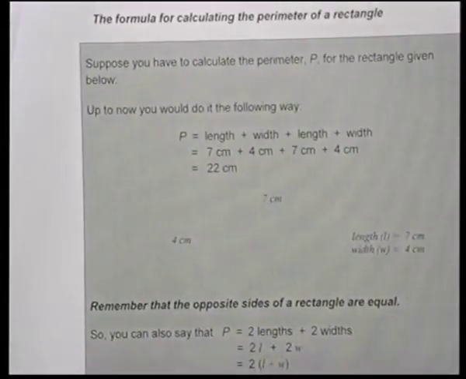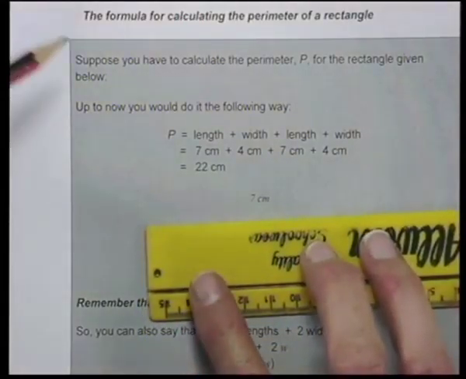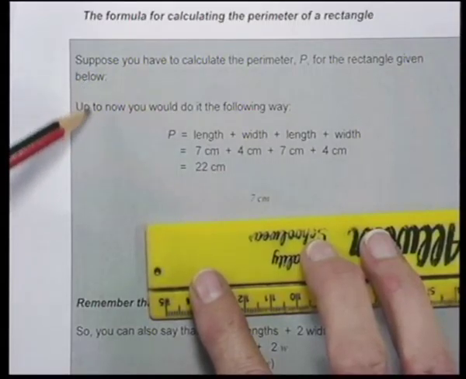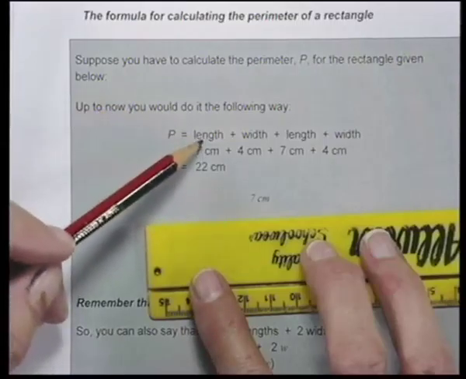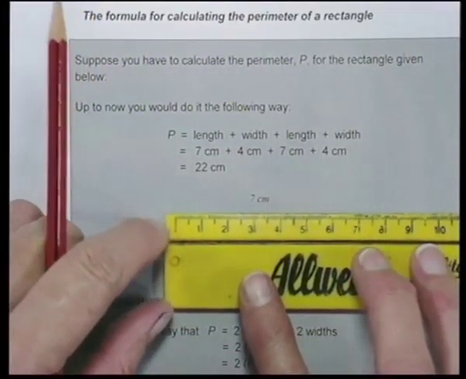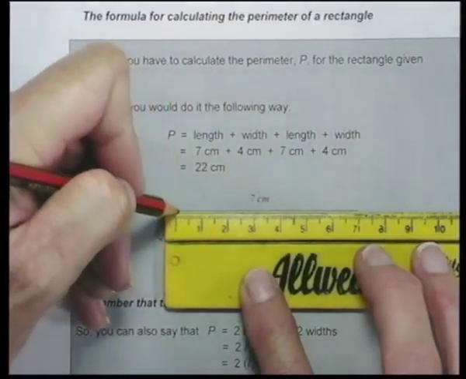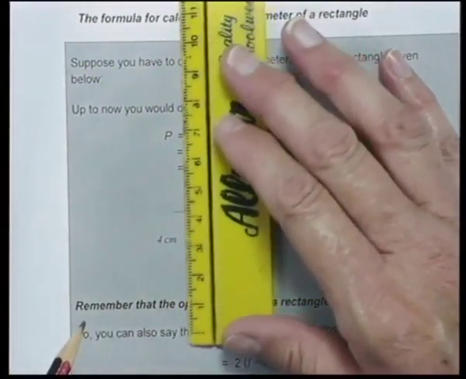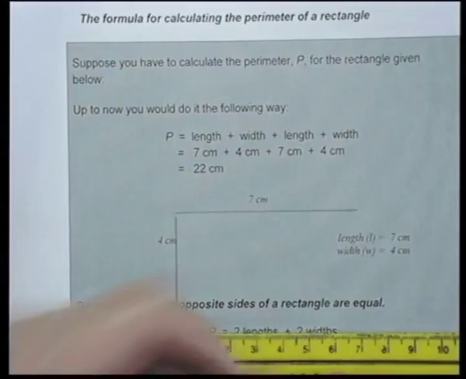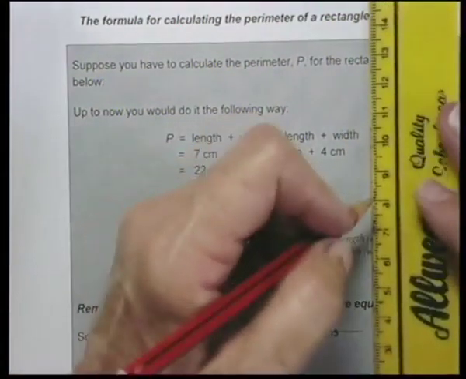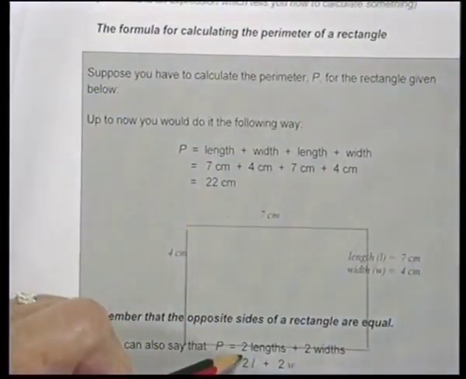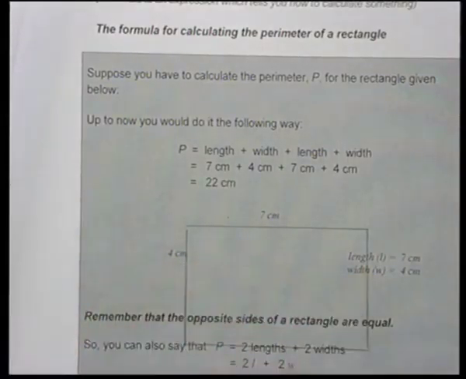So if you have to do the following, suppose you have to calculate the perimeter for the rectangle below. Up to now, you would do it in the following way: the length plus the width plus the length plus the width. We can draw it quickly because I see it's not here. 7 centimeters and 4 centimeters. The space is a bit too small, but you can imagine it yourself. 7 and 4. We can see it is 2 times the length, because it's 7 each time, and 2 times the breadth, or the width.